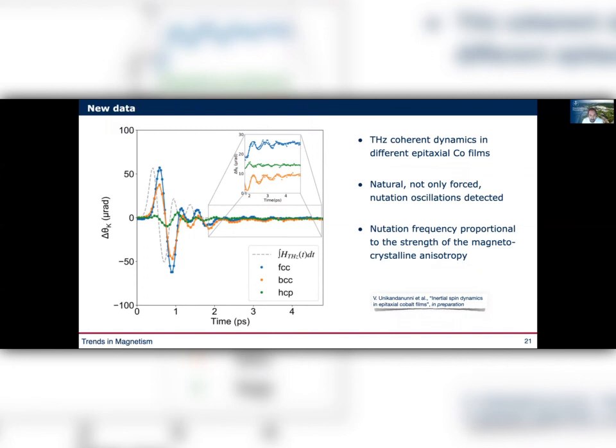One of the most exciting things we saw now in the lab, and this is what I was mentioning before: as I said, we can now use single-cycle terahertz pulses to drive coherent terahertz dynamics. And now we studied cobalt films, epitaxial cobalt films with different anisotropy. Those are FCC, BCC, and HCP, so we studied the three phases of cobalt. We chose these because those are films with large magnetocrystalline anisotropy, so we wanted to see if we can enhance nutation by looking at these materials.